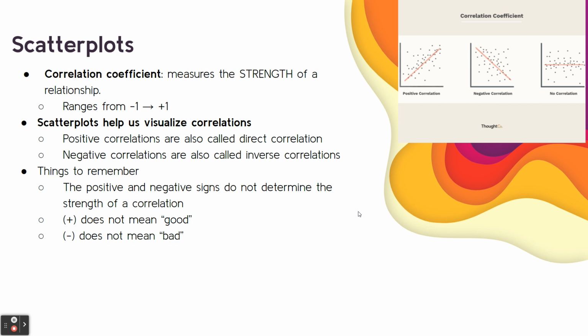So scatter plots help us visualize correlations. Positive correlations are also called direct correlations or positive slope. Negative correlations are also called inverse correlations, or the line would have negative slope. Things to remember: the positive and negative signs do not determine the strength of a correlation. Plus does not mean good, negative does not mean bad. The strength of the correlation, if it's a really strong positive correlation, it's going to be really close to the whole number, +1. If it's a really weak positive correlation, it's going to be a decimal that's closer to 0 than it is to 1.